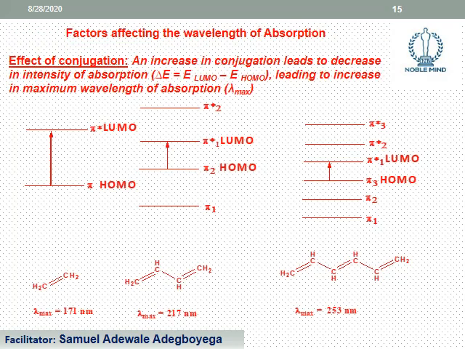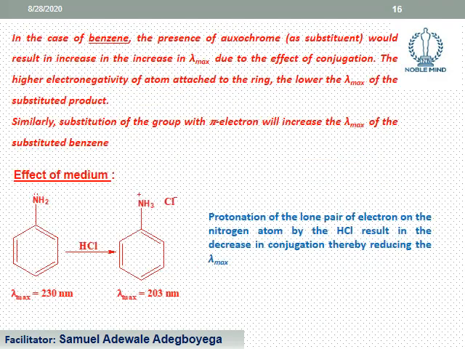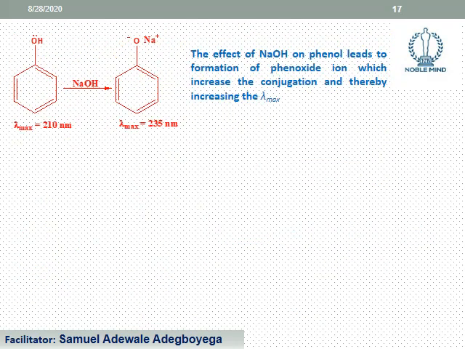Let's talk about effect of medium. If you look at this in basic medium or alkaline medium, so to say, it increases conjugation. There's a negative charge there that, when delocalized into the ring, forms double bonds and it circulates like that.